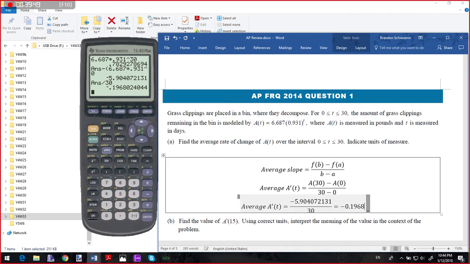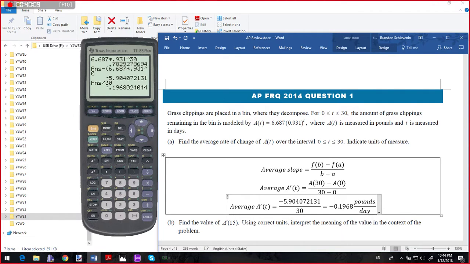And then I need units of measure. What should my units of measure be for this one? Pounds per day. Perfect, pounds per day. The reason why we are pounds per day is because we're looking at slope. So slope is going to be my y value over time. And I was given a y value, not a rate. So this is going to be pounds per day. Okay, any questions on the first one?